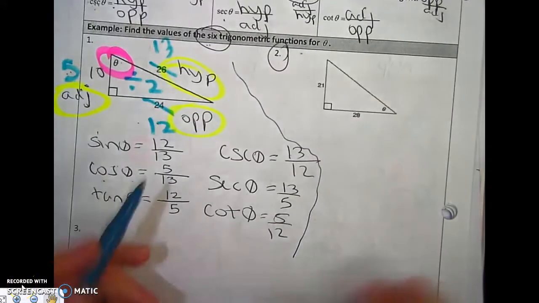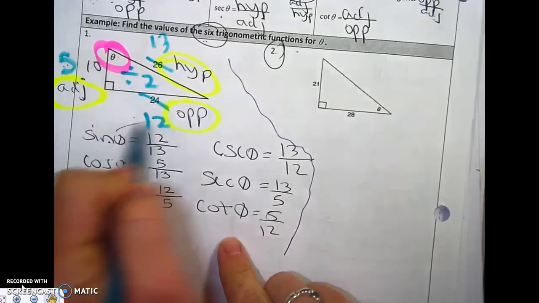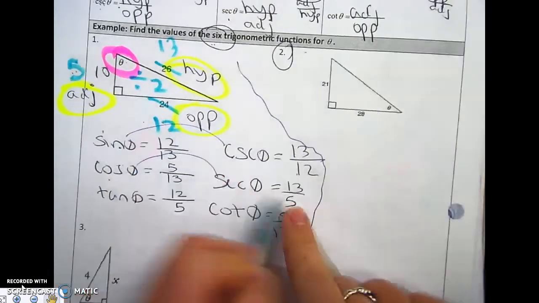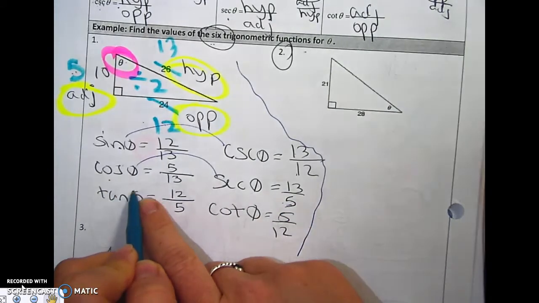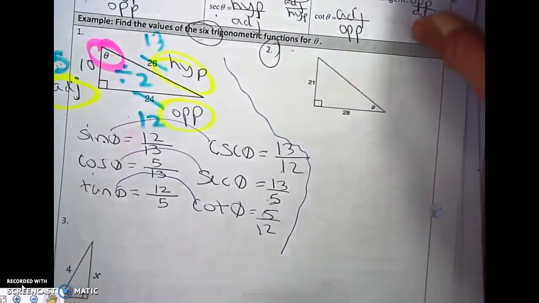So I want to review number 1 real quick. The reciprocal of sine is cosecant, which means I flip it. The reciprocal of cosine is secant, which means I flip it. Take the reciprocal. The reciprocal of tangent is cotangent. Flip it. Okay, so let's go to the next one.